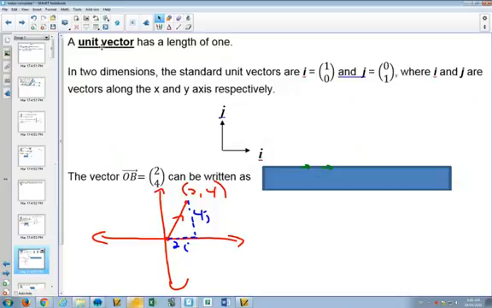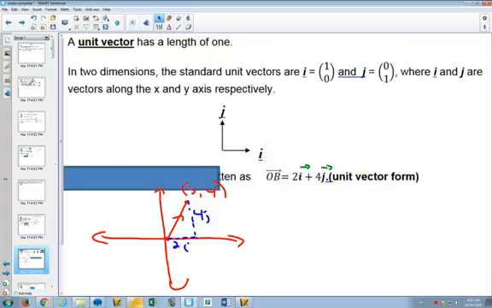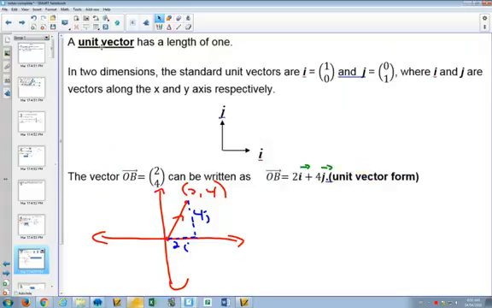So now we can write any regular vector, and here's our vector from before, 2, 4. We could write that in terms of i and j. Well, we would go 2 units to the right and 4 units up. Well, 2 units to the right is 2 of these i vectors, and 4 units up would be 4 of those j vectors, so we can write it as 2i plus 4j. And we call that the unit vector form.